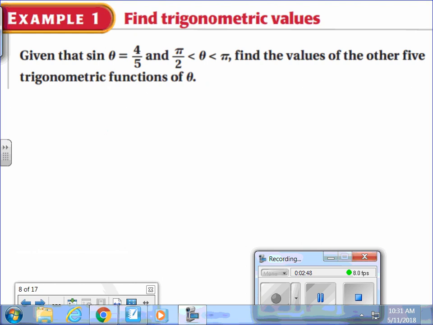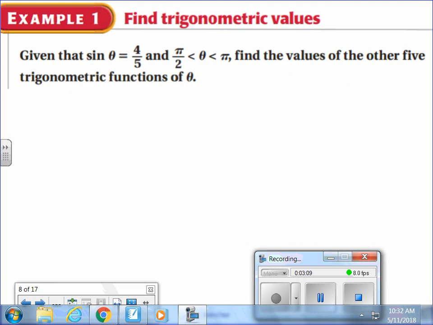Here is our first example problem. Basically what's going to be happening is they're going to give us one trig value. So they're going to give us that sine is 4/5. They're going to ask us to find cosine and tangent and secant and cosecant and cotangent. Remember when you have that list of all 6 of them? That's where we're headed with things.